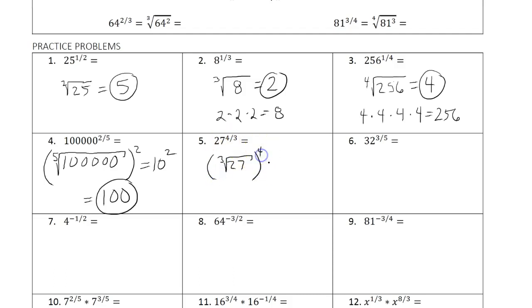In the next example, 27 to the 4/3 power, find the third root of 27 and raise it to the fourth power. The third root of 27 is 3. 3 to the fourth power is 81.